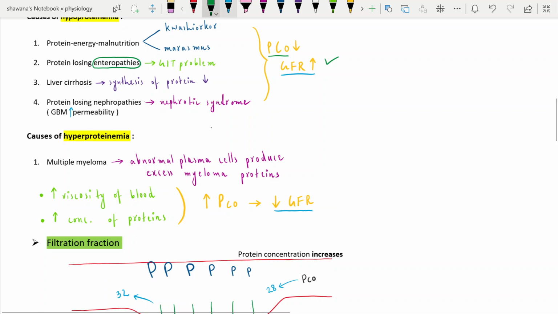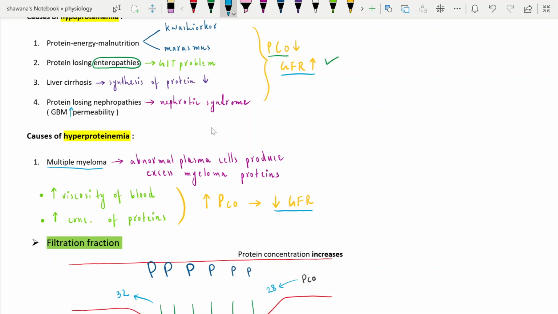What can be the cause of hyperproteinemia? The most important cause for hyperproteinemia is multiple myeloma. It is a disease of the plasma cells in which abnormal plasma cells start to produce myeloma proteins. Normally, plasma cells are the most differentiated B cells, and they produce gamma globulins. These are antibodies. But in case of multiple myeloma, these plasma cells start to produce myeloma proteins.